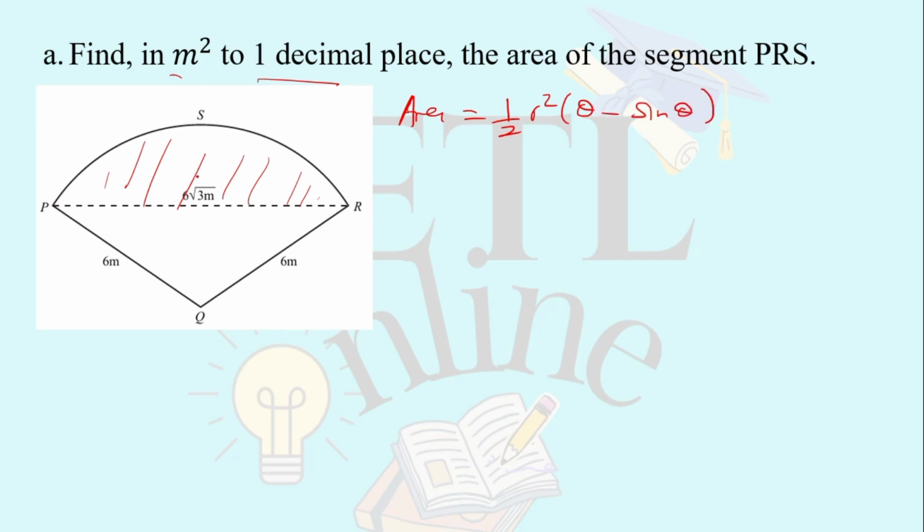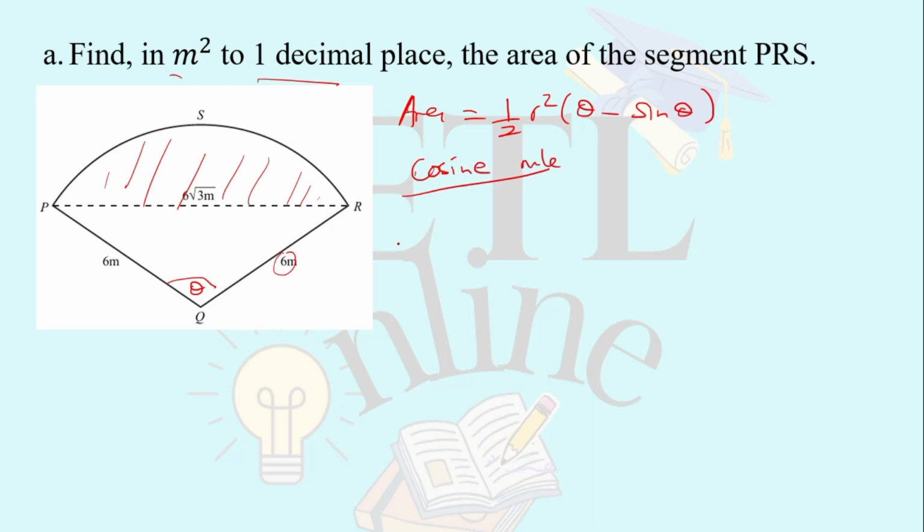What we are going to do is find this theta. We already have our r, which is the radius, but we don't have our theta. So we're going to use the cosine rule to find this theta. How do we do that? You can check how we find the side with the cosine rule, because I'm going to do it fast here.